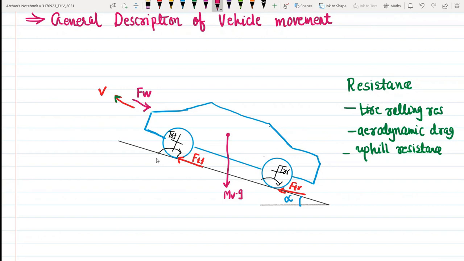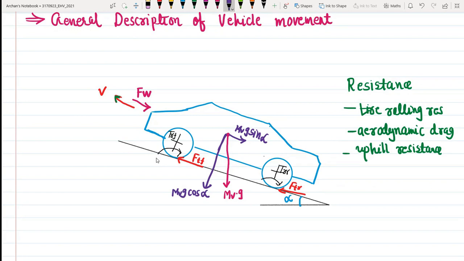Now if we divide this particular force into its x component and y component, we will get one component in this direction and another component in this direction, right? So this is mvg sin alpha, and this will be mvg cos alpha.